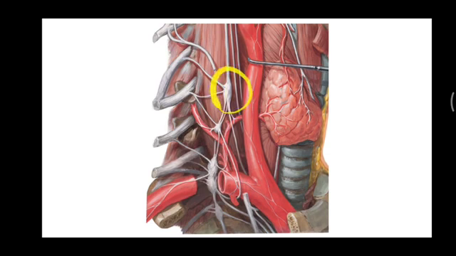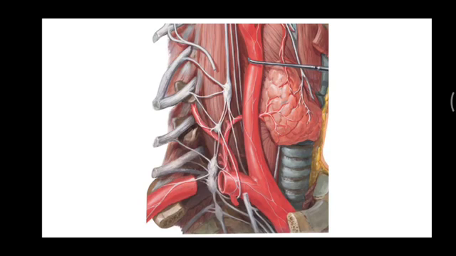The middle cervical ganglion is connected with the inferior cervical ganglion by two cords, a posterior cord and an anterior cord. The posterior cord splits here in this region. You can see the splitting over this region to enclose the vertebral artery. Now the anterior cord winds around the first part of the subclavian artery, and that forms the ansa subclavia.